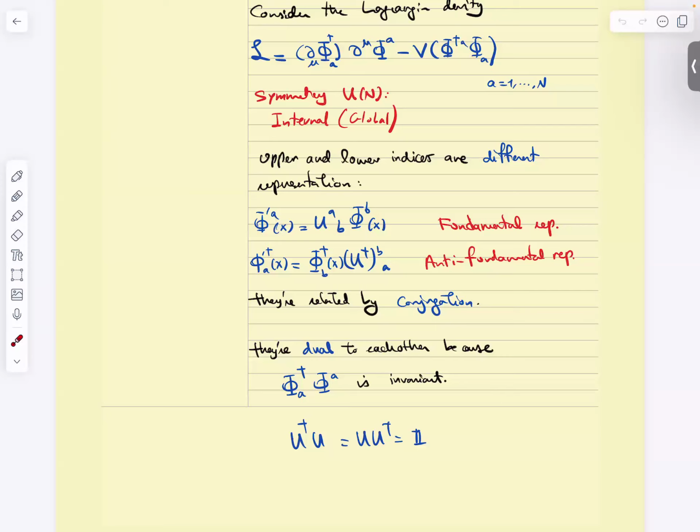Good. Here, the fact that we're talking about unitaries has nothing to do with Wigner's theorem, right? This is all classical physics. We just happen to have complex vector fields.